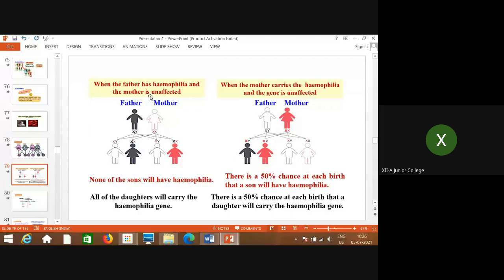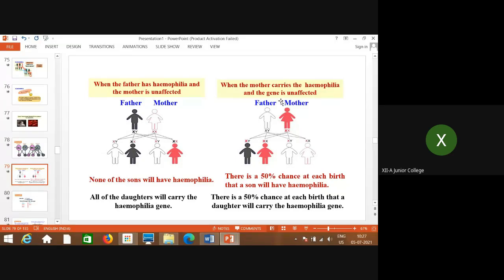When the father has hemophilia and the mother is unaffected, in that case, what are the chances? These are all shown in different colors. None of the sons will have hemophilia. All the daughters will carry the hemophilia gene, just like the previous example.